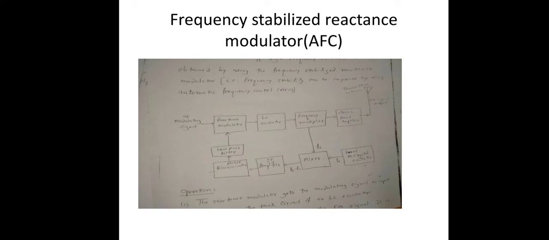Then the amplified signal is applied to the phase discriminator. The output of the phase discriminator is a DC voltage, and it is applied to the reactance modulator for correcting any drift in the frequency of the LC oscillators. This is the working of the frequency stabilized reactance modulator.